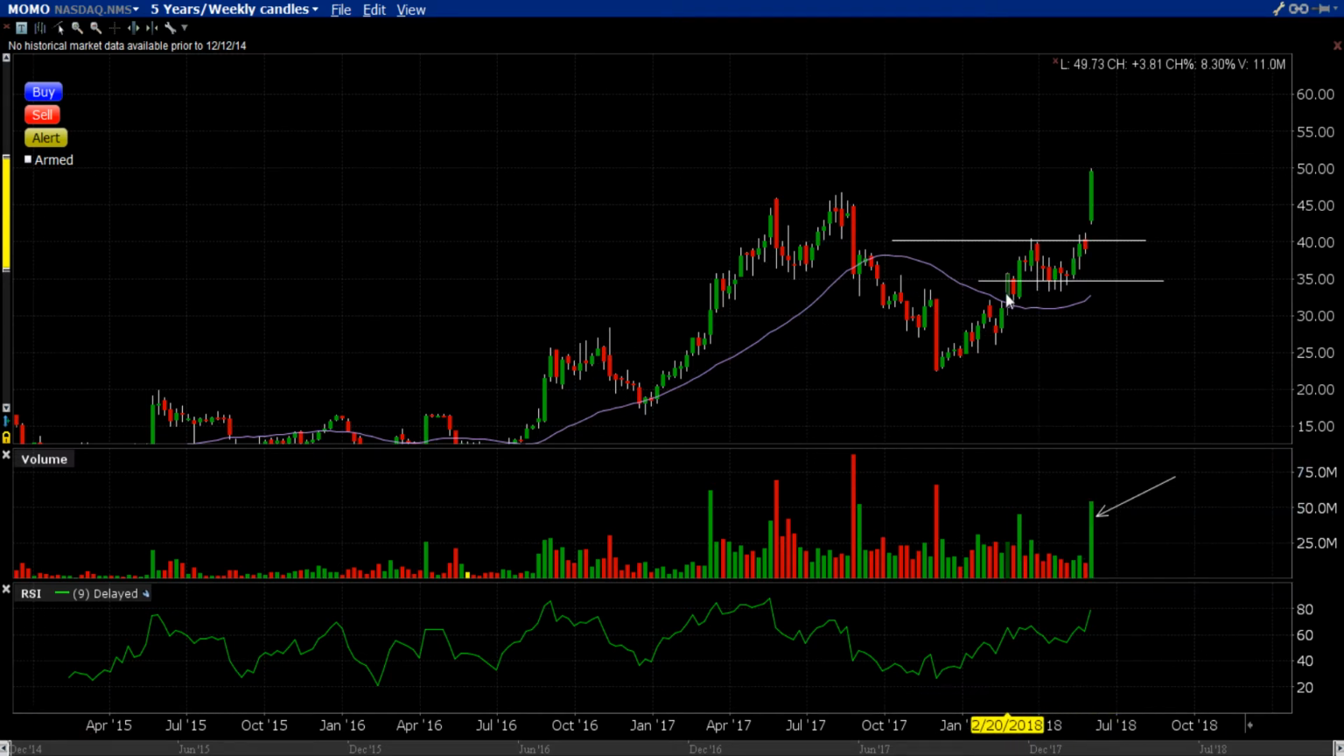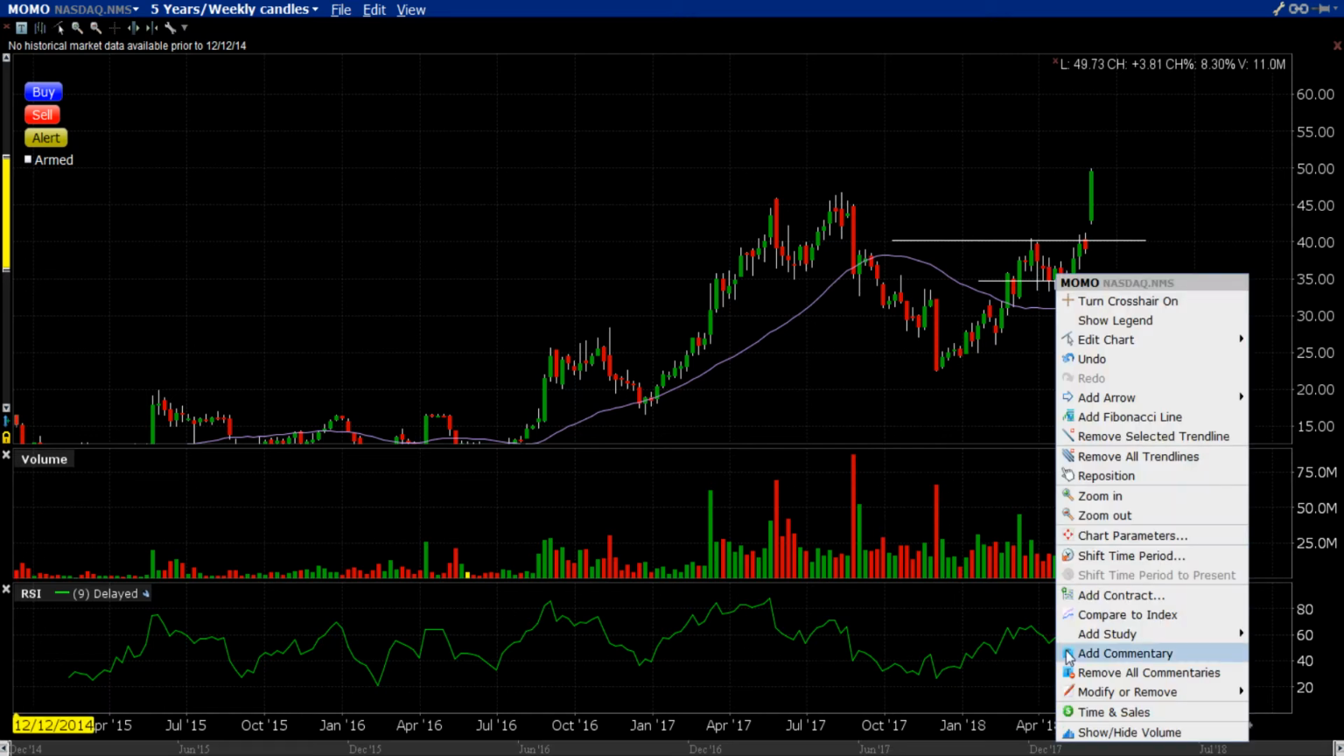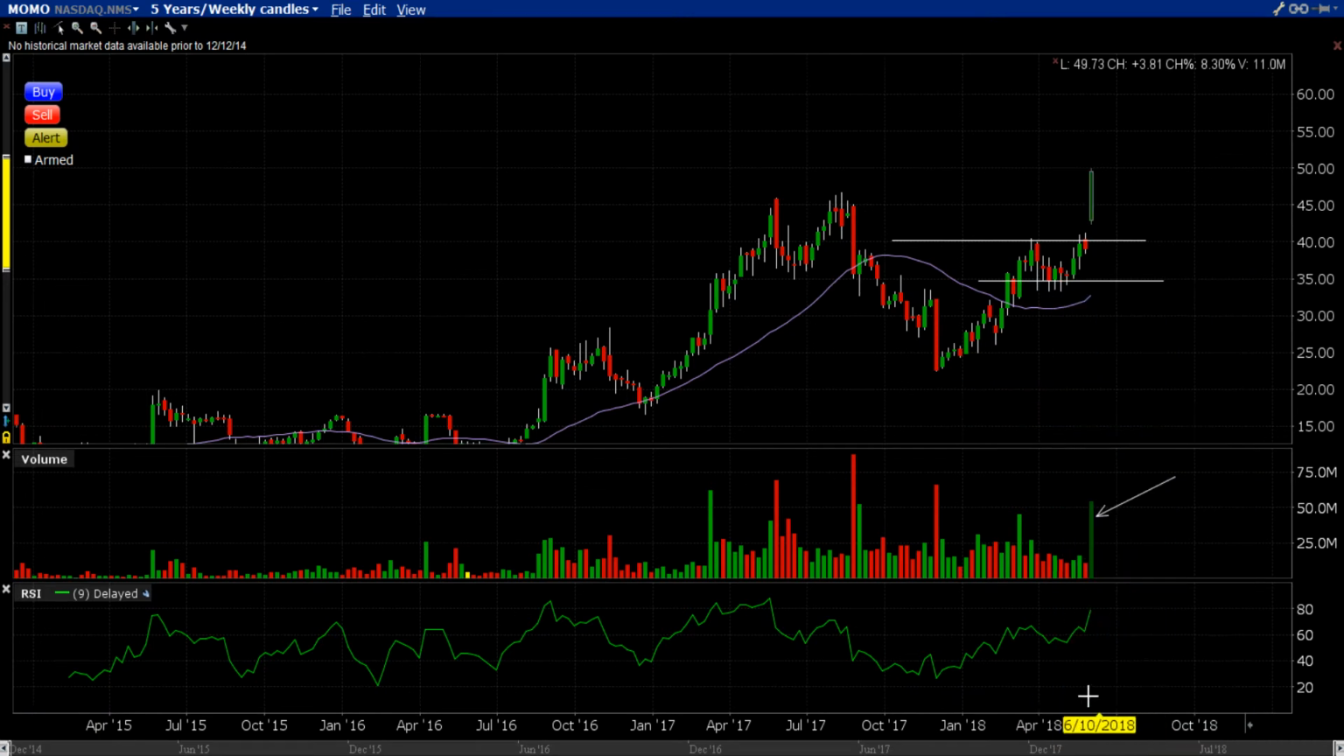So right here, what does Stan want? He wants a horizontal breakout line. Check. 30-week moving average starting to go upwards. Check. 40 to 50% move. Check. Twice the average volume of the previous 4 or 5 weeks. Whoa, we got that in plentiful.